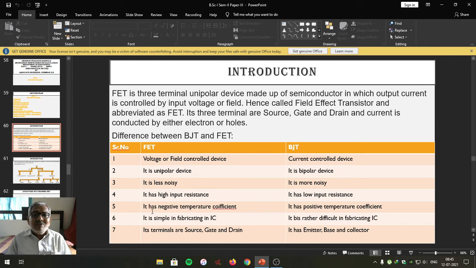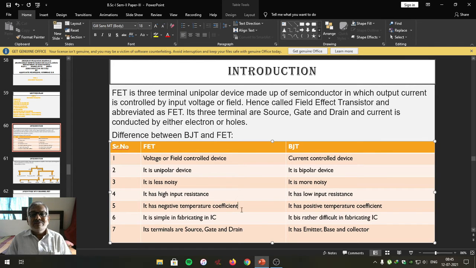Friends, as far as FET is being considered, it has a negative temperature coefficient. Negative temperature coefficient means as temperature increases, the resistance of FET decreases. So that's why its temperature coefficient is negative. As far as BJT is being considered, it has a positive temperature coefficient, indicating that with increase in temperature, its resistance increases.